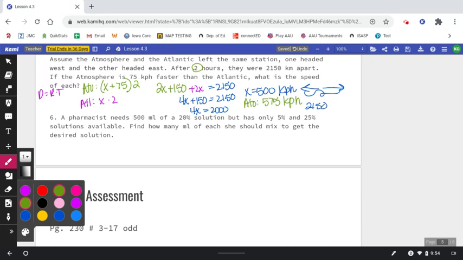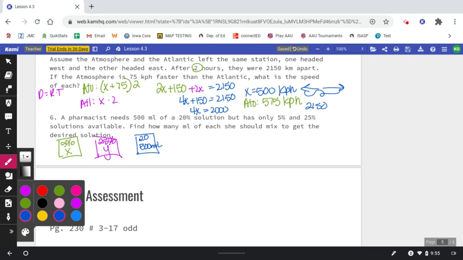A pharmacist needs a 500 milliliter solution of 20%, but only has 5% and 25% available. So we know we have this 5%. We don't know how much is in here. And then we have a 25% solution, and we don't know how much is in here. And we know that the total needs to be 20%, and we only want 500 milliliters.